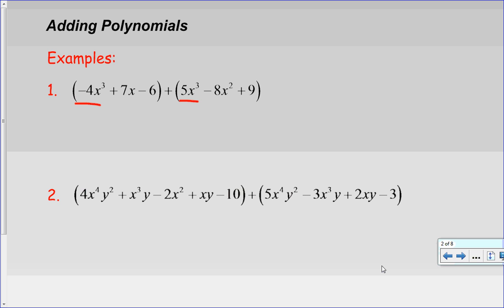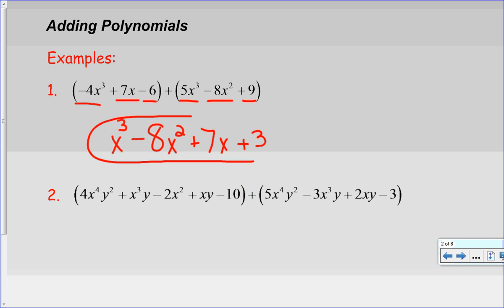So -4x to the third and 5x to the third, we add those like terms together to form 1x to the third, which we could just simply write as x to the third. Our next highest degree term is x squared. So -8x squared has nothing to combine with, so I simply carry it down. And likewise, I carry down 7x because there's nothing to combine 7x with. And lastly, I'll add -6 with +9 and get 3.